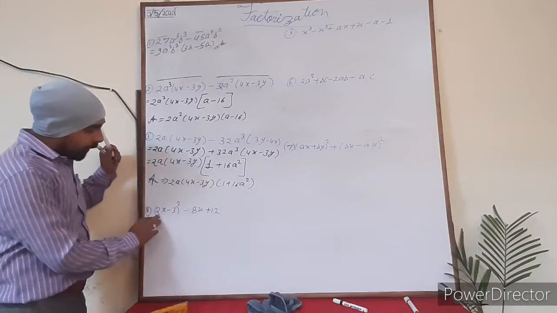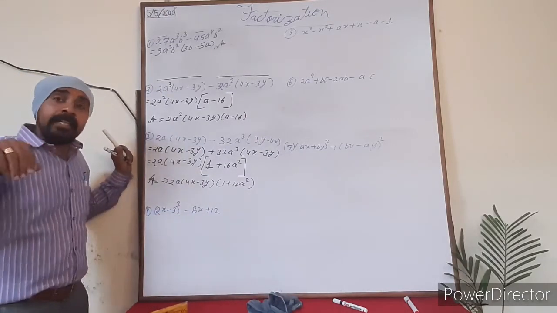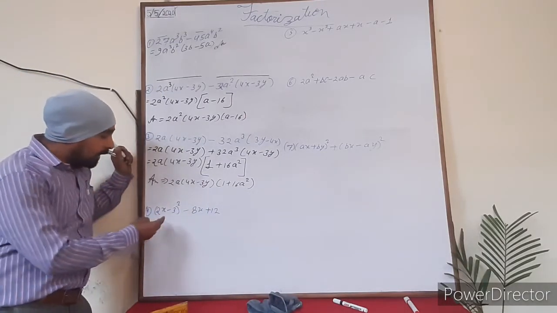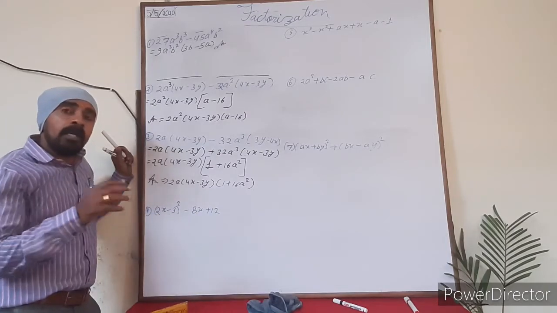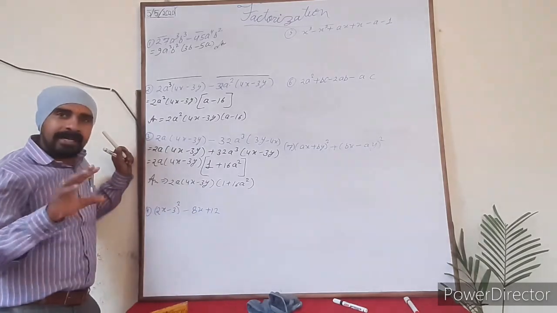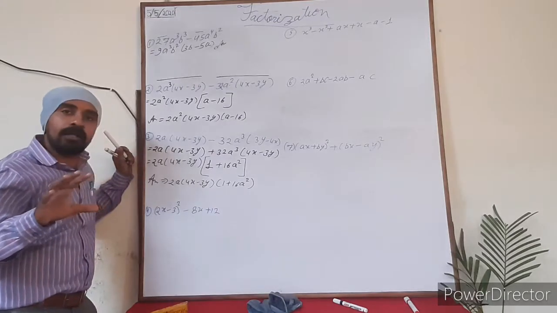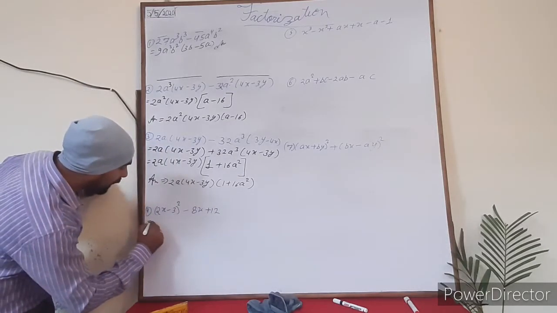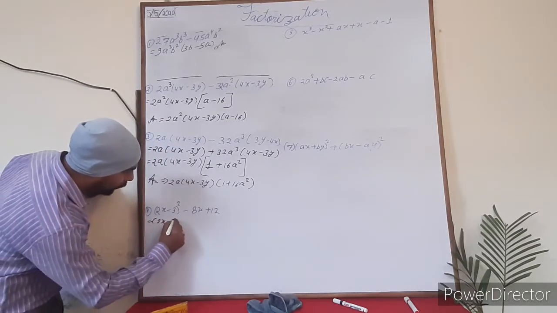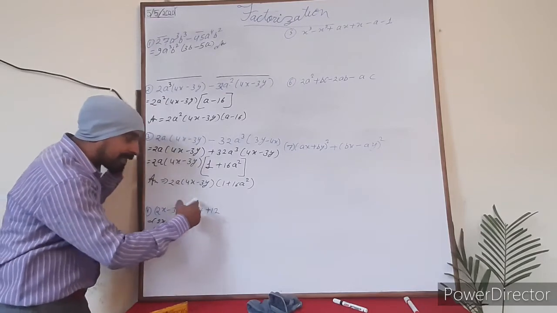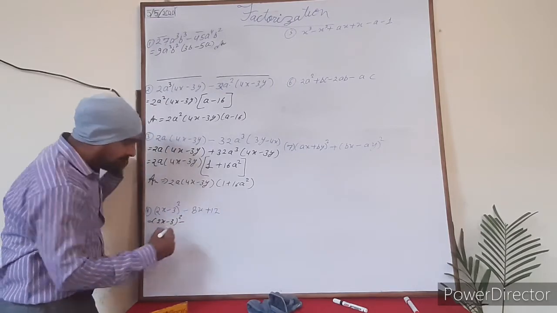So see, this is 2x minus 3 of whole square. Directly what comes to our brain is to open it with the help of a minus b of whole square. But that will not be justified for this. So what we will do is keep it as 2x minus 3 of whole square, and we can take minus common from these two. So minus will be taken as common.